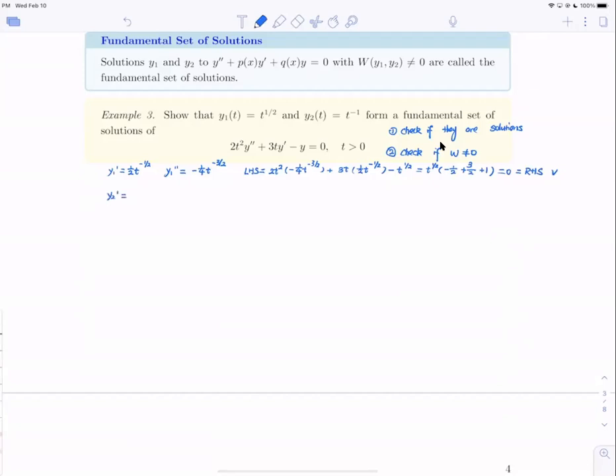y2 prime equals t to the negative 1. y2 prime prime equals negative t to the negative 2. So left hand side, wait, what am I doing?